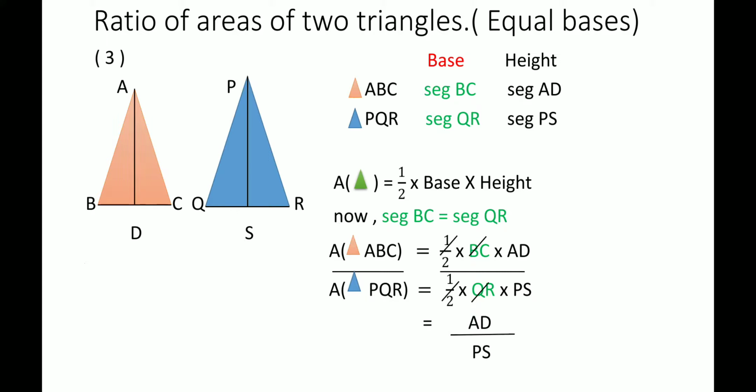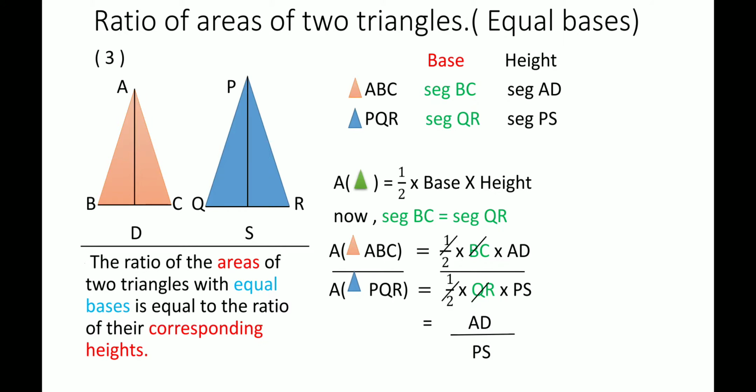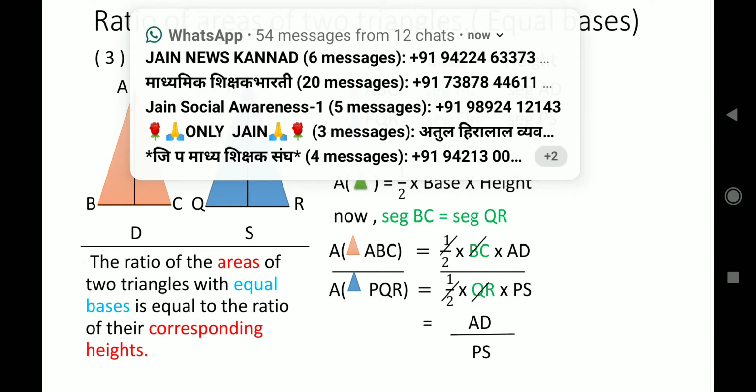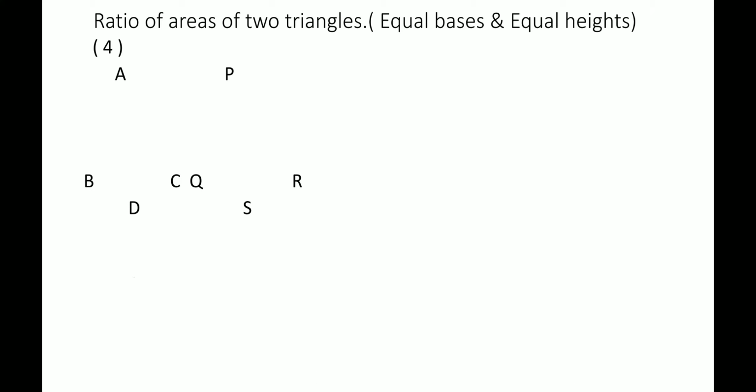AD is the height of triangle ABC and PS is the height of triangle PQR. And this property can be written in words like this. The ratio of the areas of two triangles with equal bases is equal to the ratio of their corresponding heights. Now we come to property 4. Ratio of areas of two triangles with equal bases and equal heights. This is the fourth property.